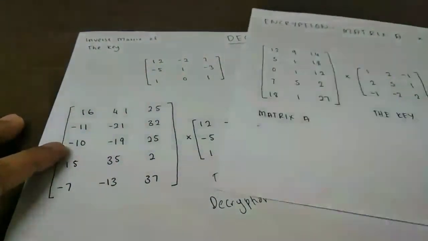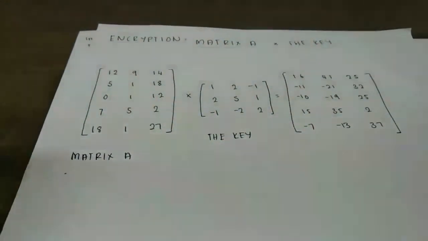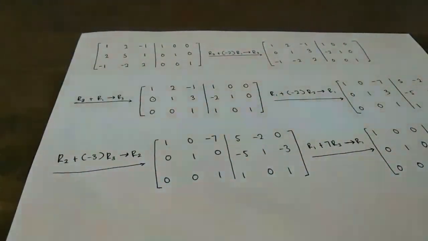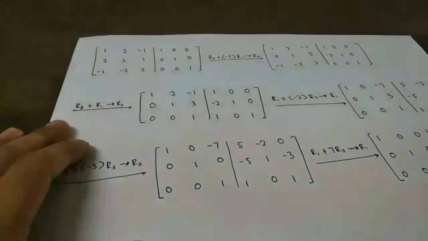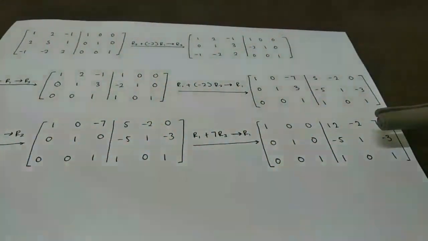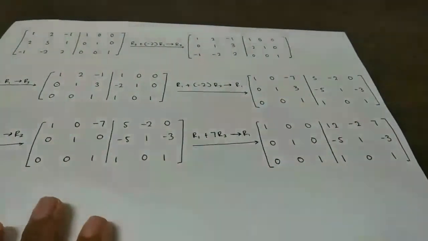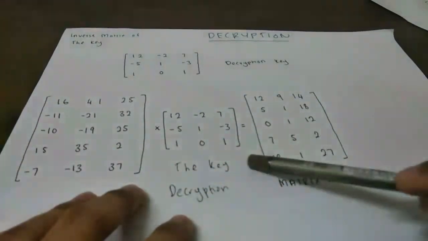The decryption key I get is from this. So how? As I said, the characteristic of the key must be invertible. So here we need to inverse the key into its inverse matrix. So that's how we get the decryption key. Okay? It's very simple, not too complicated. So that's how we get the matrix.